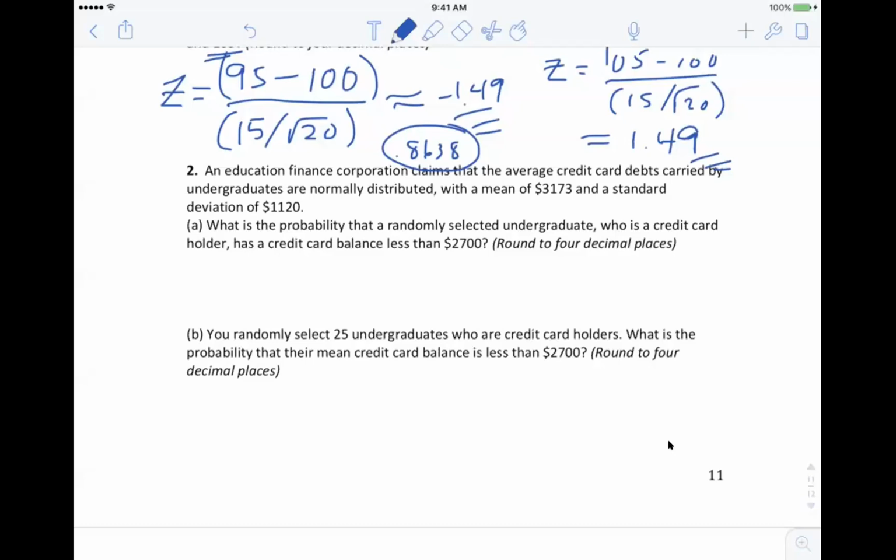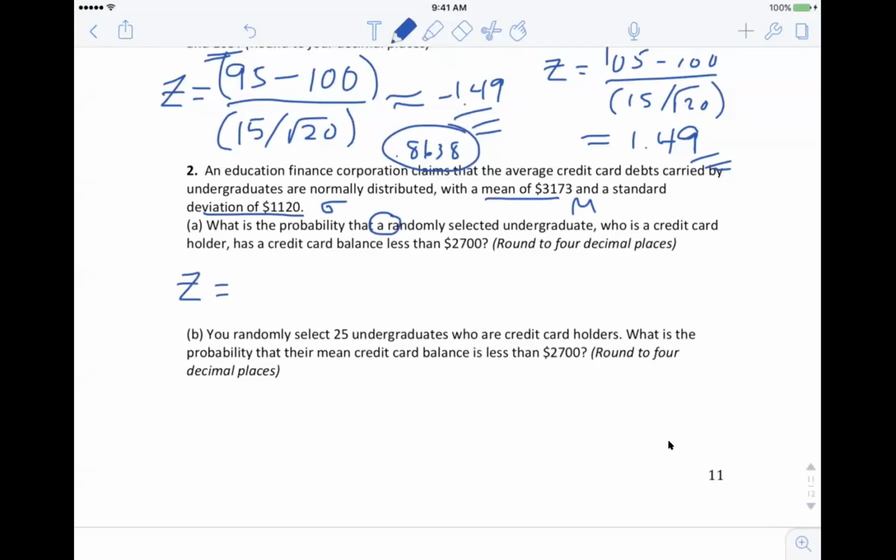The mean, that's the mu. Standard deviation, that's the sigma. What's the probability that a randomly selected undergraduate is less than 2,700? Notice how it says a randomly selected. You know what this is then? This is just 5.2, because we're not grabbing a group of people, we're grabbing a single person. So I'm just going to do it the 5.2 way.